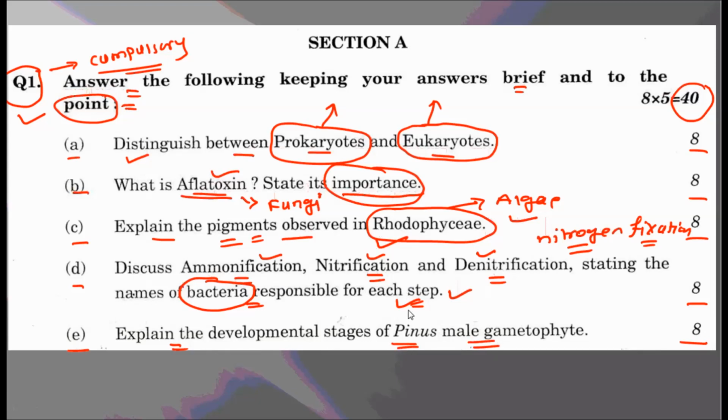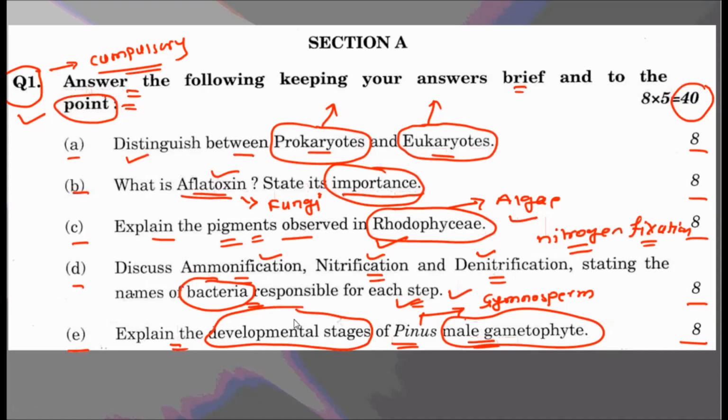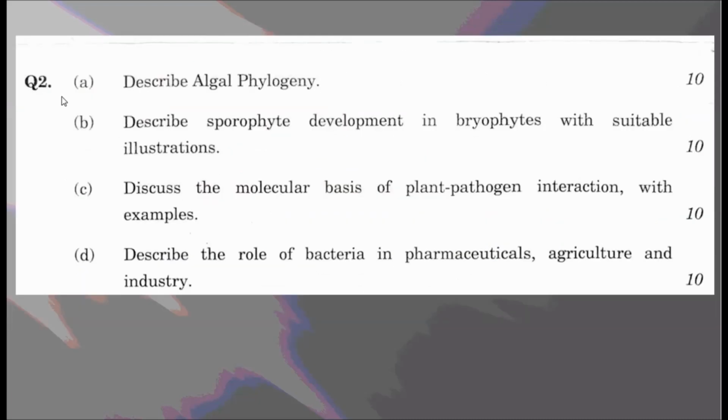In the next question, they have asked to explain the developmental stages of Pinus male gametophyte. Now, Pinus, as you know, is a gymnosperm, and it goes through several developmental stages. In this question, you have to write down these developmental stages of the Pinus male gametophyte. This is the second question, and you have to remember this question is not compulsory. You will get a choice for this question.